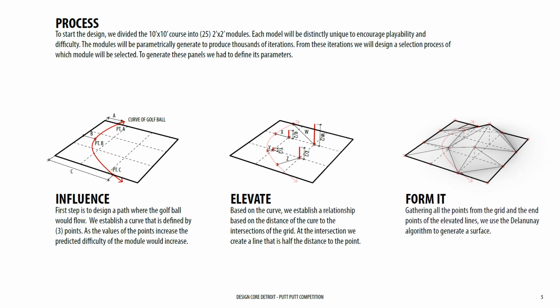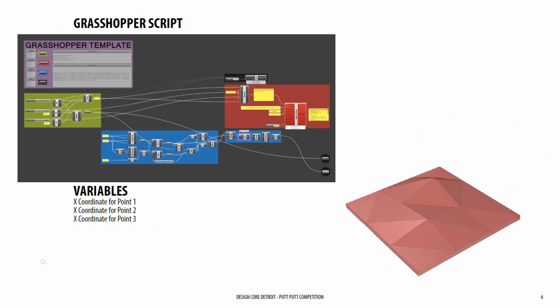Next, we isolated 4 points within the center of this grid and assigned them a value. When the curve of the ball approaches, these points move up vertically. That's a simple math ratio: the distance is y, and we take half of y, and that's the vertical. Once we establish those points, we generate a surface from them. This is just a simple Grasshopper script, and it's defined by 3 variables, the 3 points that define that curve.